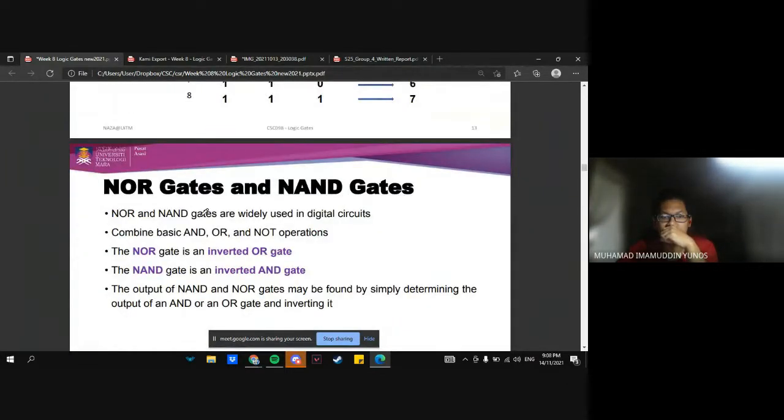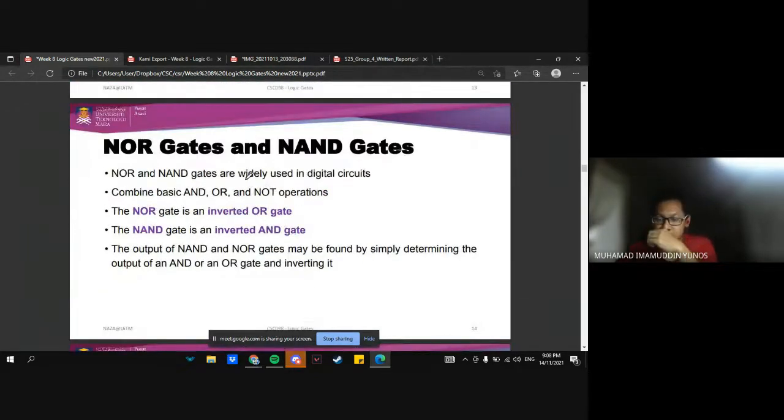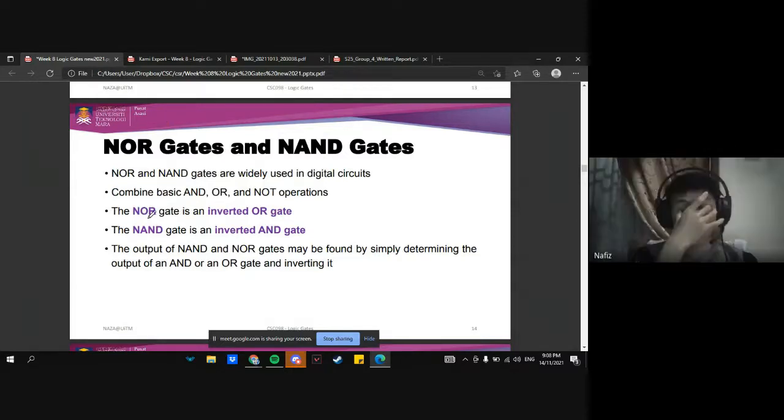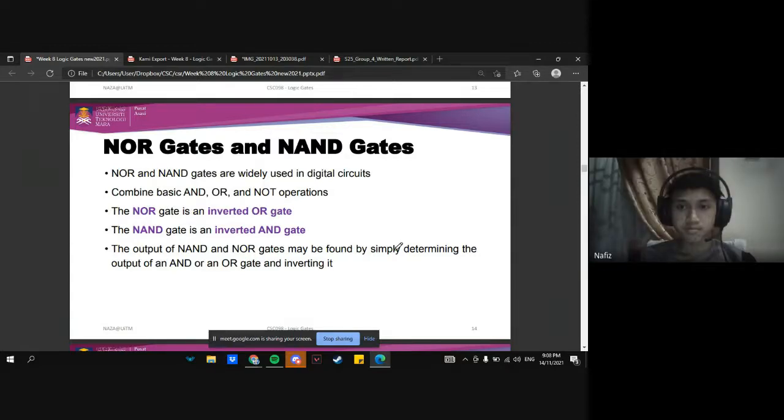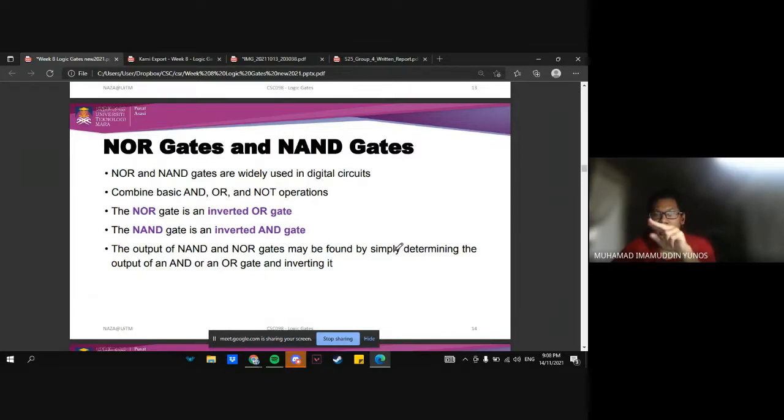So NOR gates and NAND gates. NOR and NAND gates are widely used in digital circuits, combining basic AND or OR and NOT operations. The NOR gate is an inverted OR gate. The NAND gate is an inverted AND gate. The NOR gate is an inverted OR gate because OR gate plus NOT gate becomes NOR gate. And AND gate plus NOT gate becomes NAND gate.